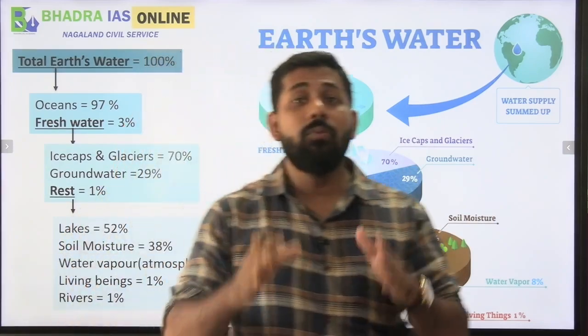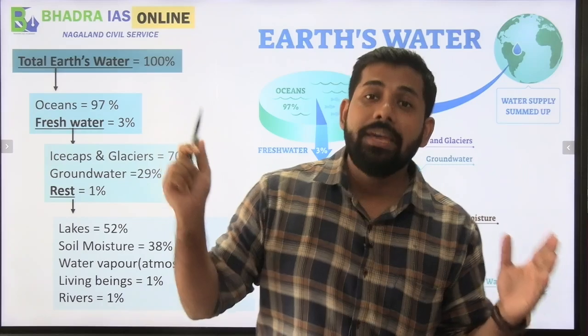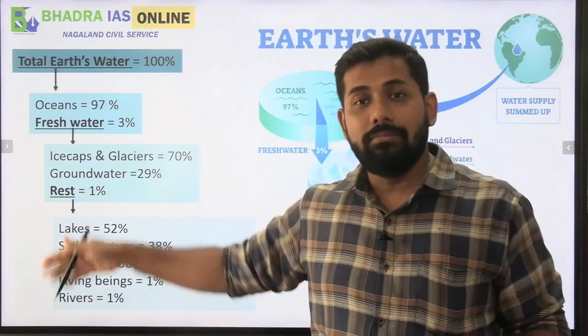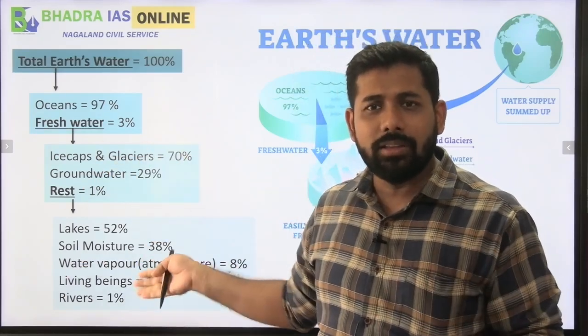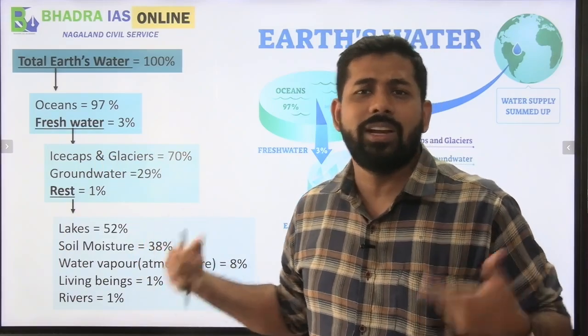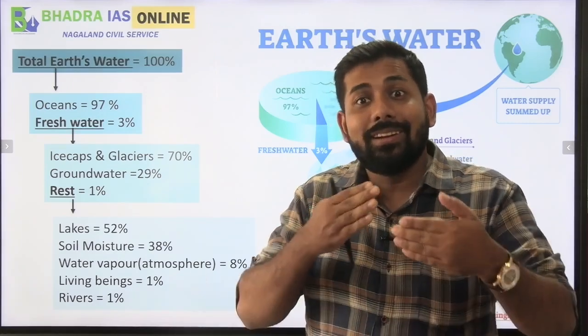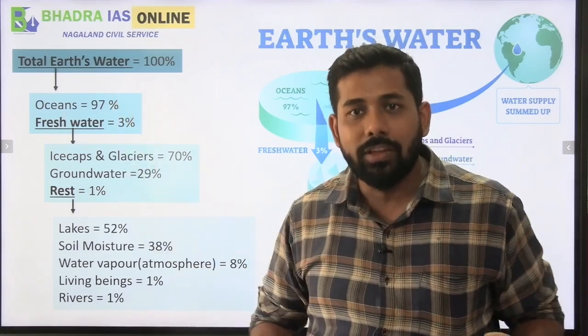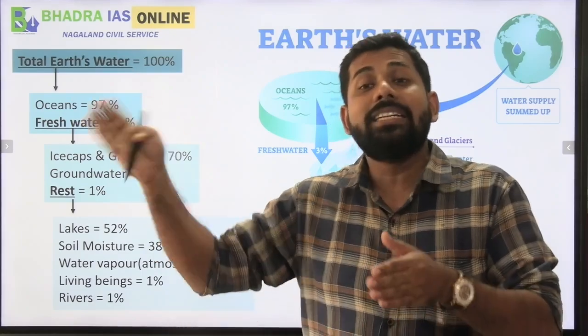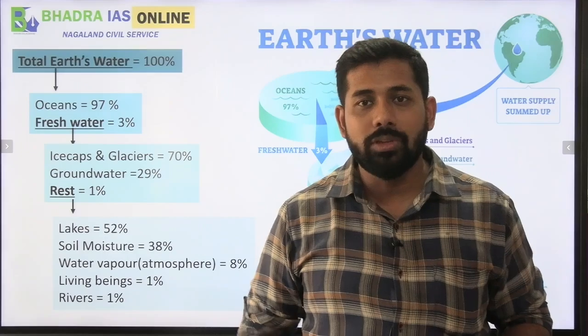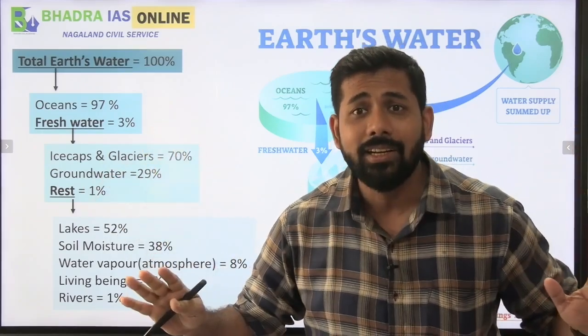And trust me, this data is important because they may give you any four things and ask where you will find more water. Or they may give a question like arrange them in increasing order of water availability throughout the earth, or arrange in decreasing order of the water availability throughout the earth. I hope things are very clear.